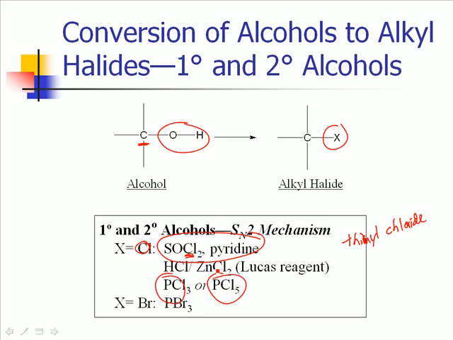So in summary, if we want to do a substitution reaction, we can replace the OH group with a tosylate group, or alternatively, replace it with a halogen atom. Or finally, simply protonate the OH group and make it fall off as a water molecule. And that latter reaction only works for the SN1 mechanism.